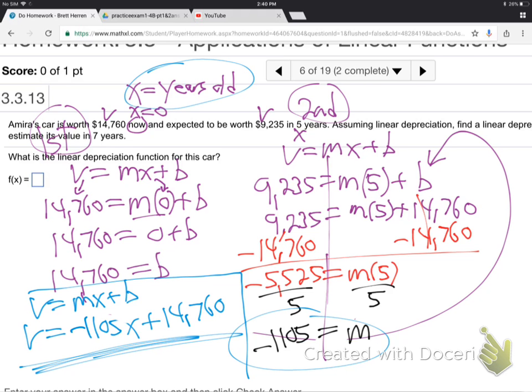So then they're going to ask in part 2, what about if it's 7 years old? You would just plug in a 7 right there for x and hit the buttons on your calculator. Find out the value. So that 1105 means how much it's going down every year. It's going down $1,105 per year.